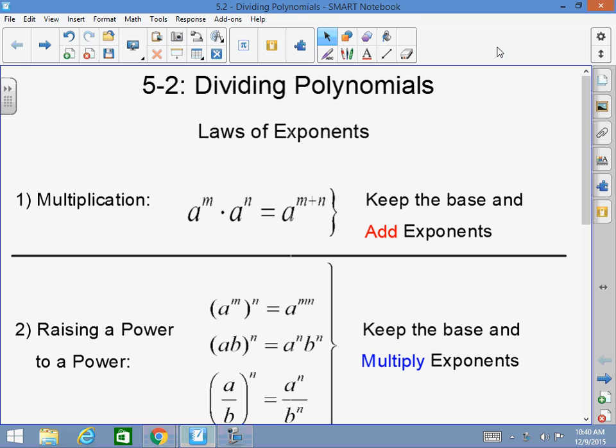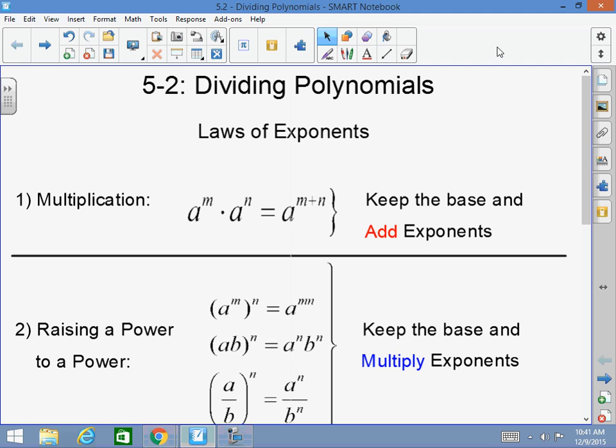And the monomial operations of exponents, we're done with those. But all of those are still valid. We need to know how to work with all of those. So before I start teaching you how to divide polynomials, I'm going to give you a very brief but very accurate review of the laws of exponents.